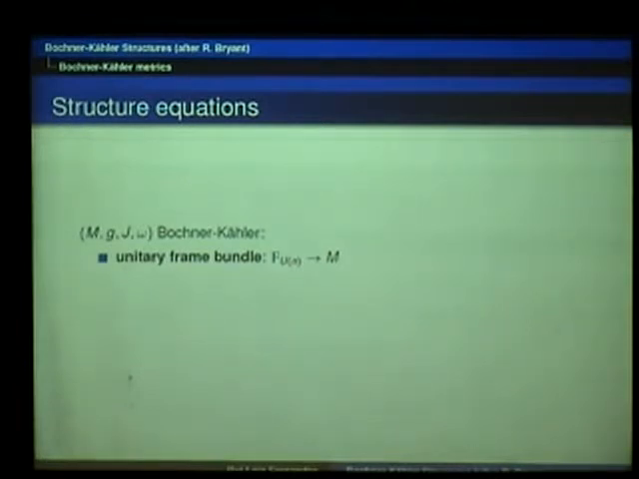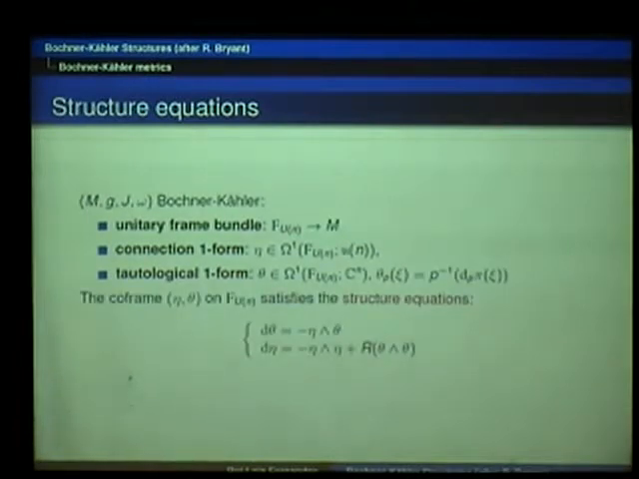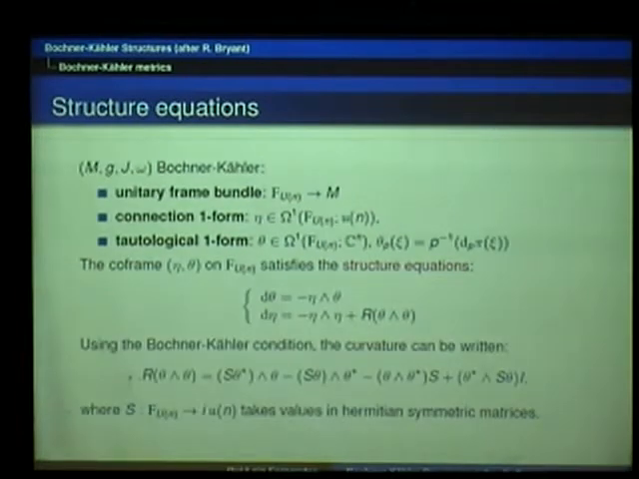So suppose I have my Bochner-Kähler manifold and I look at its unitary frame bundle. Then I have the connection one form for the Levi-Civita connection, and I have the tautological one form. Now, of course, these satisfy the usual structure equations, and they form a coframe on the unitary frame bundle. Now, using the Bochner-Kähler condition, one sees that one can express the curvature in terms of some function that takes values in Hermitian symmetric matrices. So that's the expression of the curvature for some yet to be determined function S.